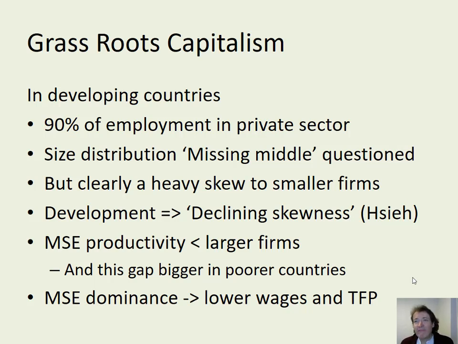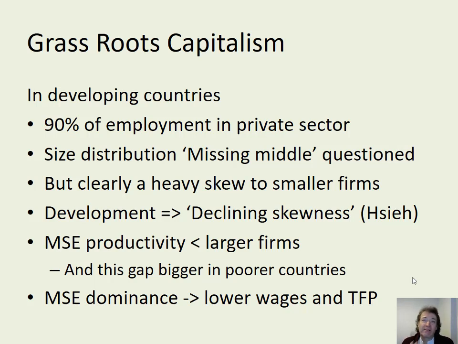But what you do definitely get is a heavy skew to smaller firms compared to what you get in a more developed economy. So proportionally, it seems clear that there are many more much smaller micro firms in less developed, poorer, if you like, to put it that way, economies. And then, if you look at increasing economic sophistication and development, you get a decline in that skewness. So gradually the distribution shifts up towards the bigger firms.